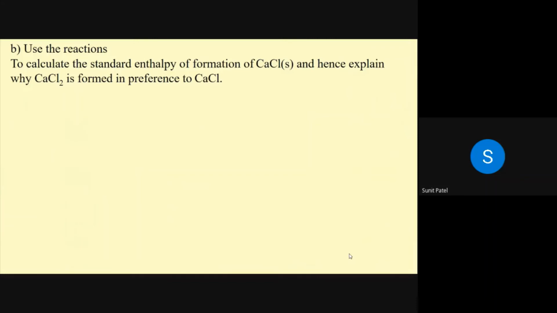But it's not asking you that. It's asking you, why does it form calcium CaCl2 as opposed to CaCl? That's the question. So why does that happen? So you've got to give reasons for. And the way to look at this is look at the values.